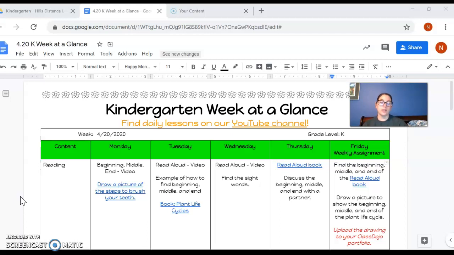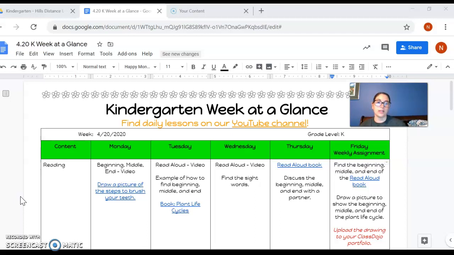So that's what beginning, middle, and end means. The beginning is the first thing that happens, and then in the middle it's the second thing that happens, and then in the end it's the third thing that happens. Depending on what you're doing, you might have more than three things happen, right?